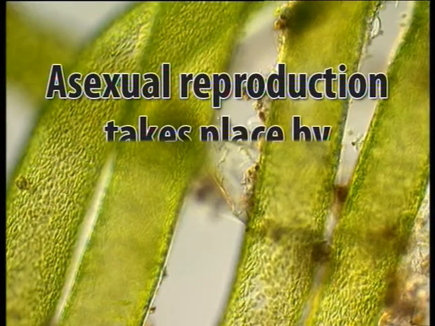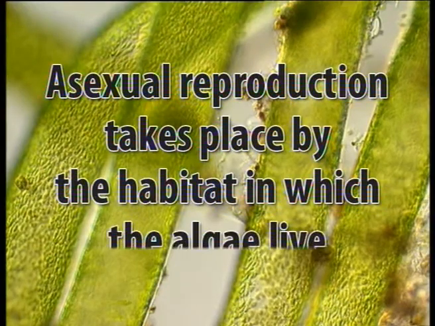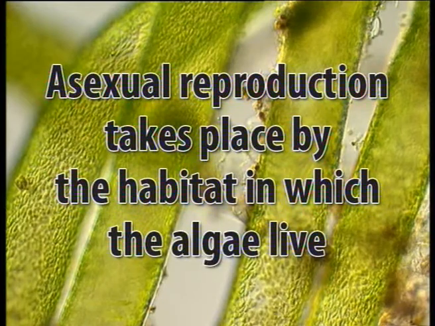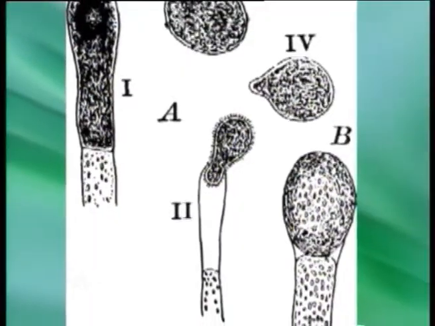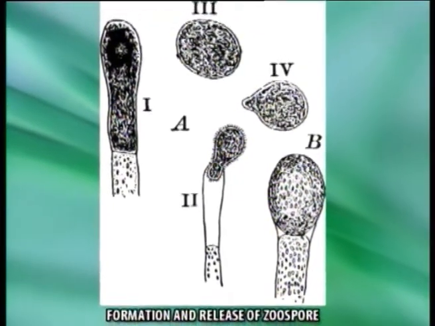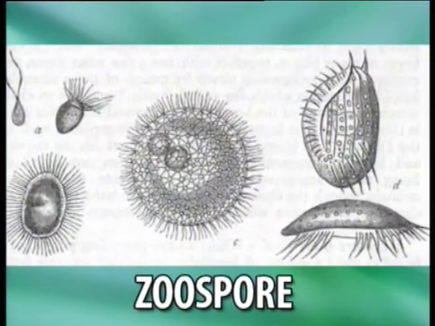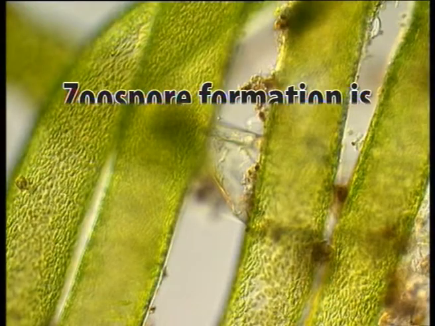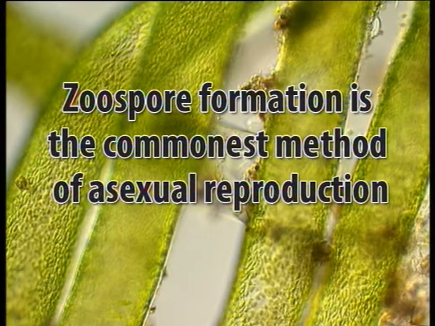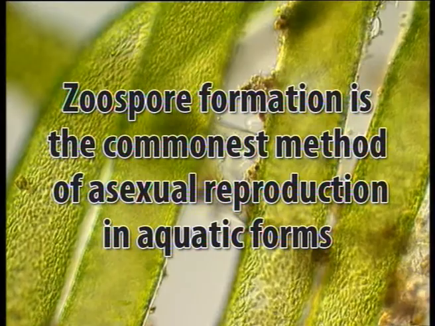In Vaucheria, asexual reproduction takes place by different modes depending upon the habitat in which the alga lives. In aquatic species, it occurs by formation of zoospores. Terrestrial species form zoospores only when flooded. Zoospore formation is the commonest method of asexual reproduction in aquatic forms.